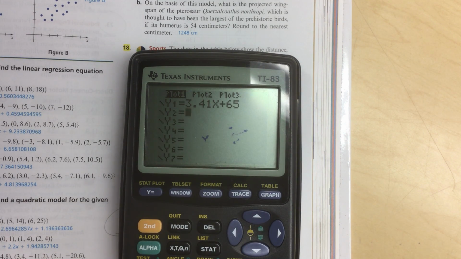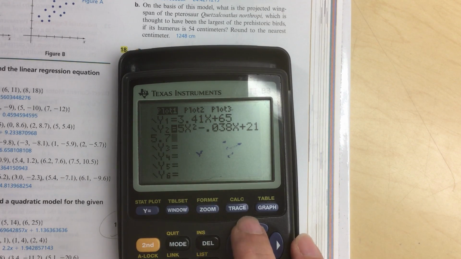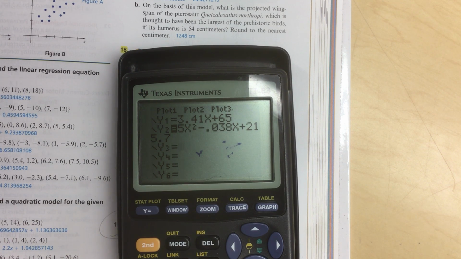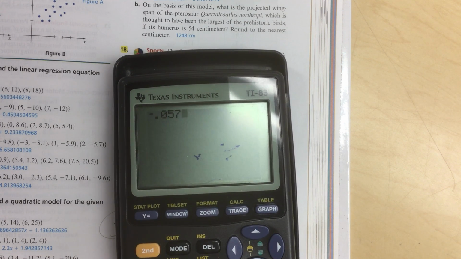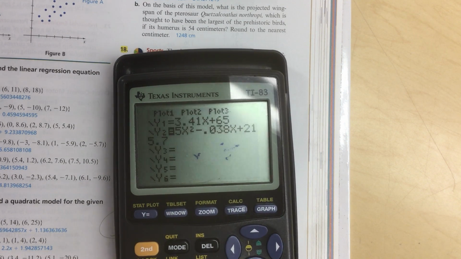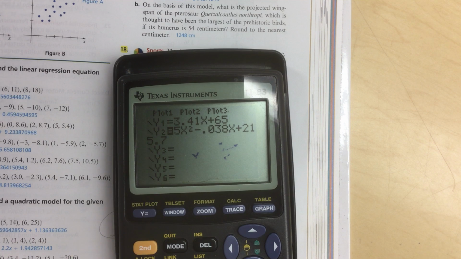Okay? So let's say I want 5x squared minus 0.038x plus 215.7. Now, if you needed to find out, let me go turn my plot off also. If you needed to find out the value, let's say you need to plug in negative 0.057. Wouldn't it kind of be a pain to type in negative 0.057 to the equation 5x squared minus all that? Would you guys agree? Okay, so we're going to have our table do it for us.